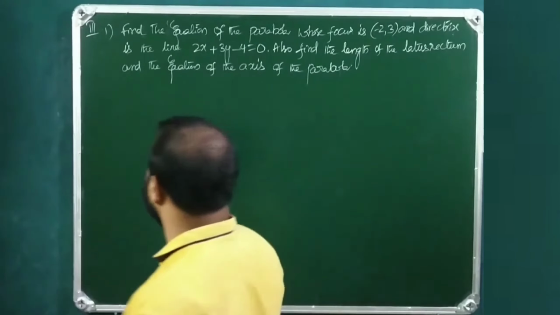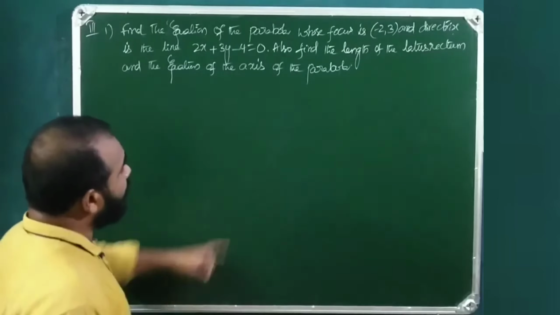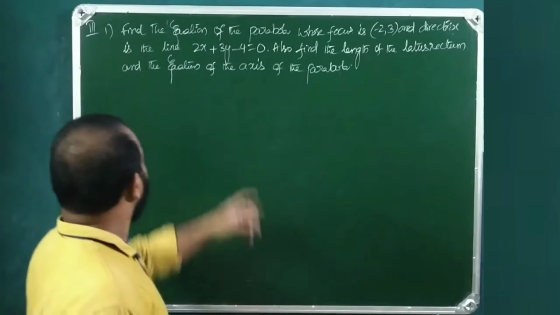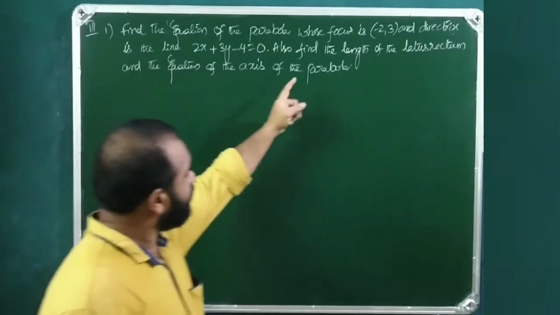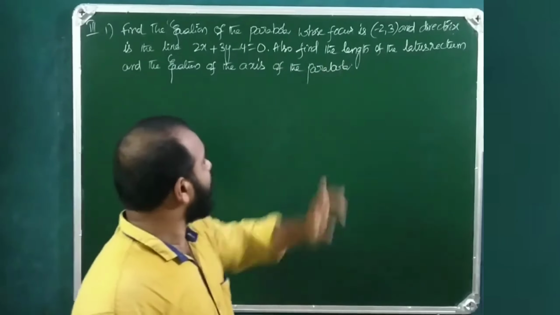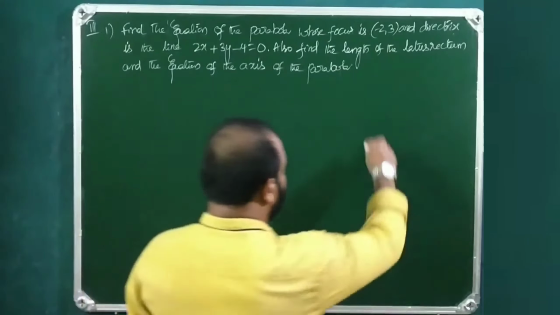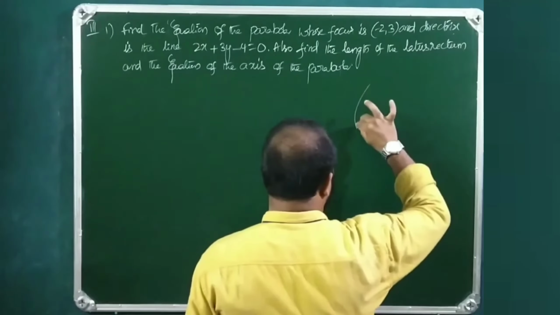Now, the third Roman first problem is: find the equation of the parabola whose focus is (-2, 3) and whose directrix is the line given. Also find the length of the latus rectum and the equation of the axis of the parabola. So the situation is somewhat like this.